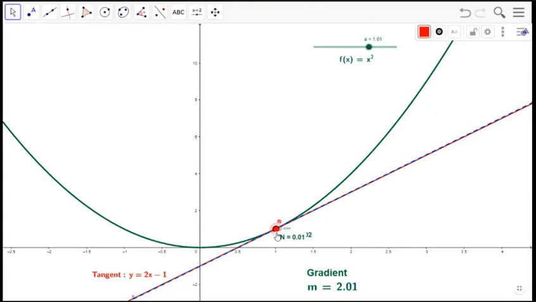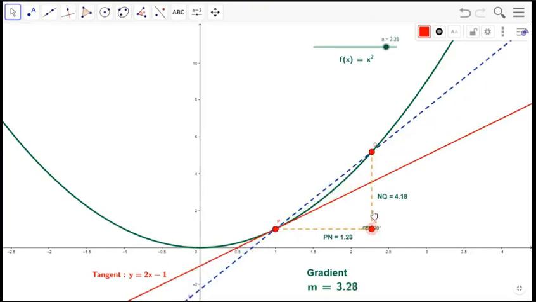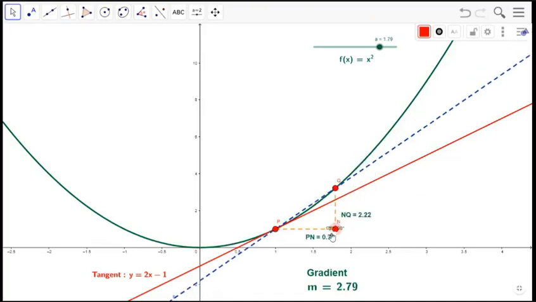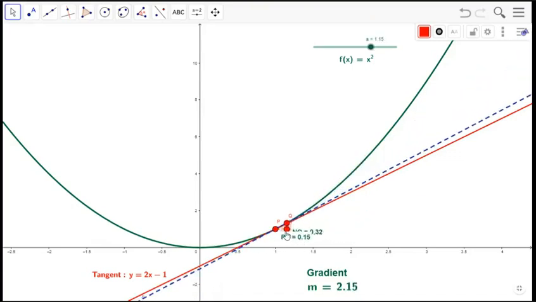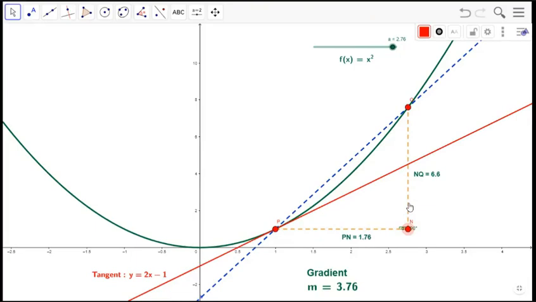And when that difference delta x becomes 0, the gradient of the tangent is the same as the gradient of that chord. I mean, the chord doesn't quite exist because it needs to have some sort of length. But we can say that as it gets smaller and smaller, approaches 0, it gets closer and closer to the gradient of the tangent. And that's the principle behind what we are going to do.